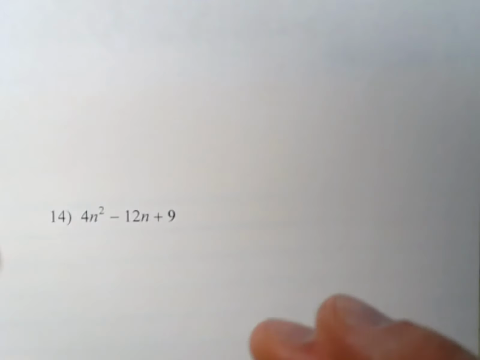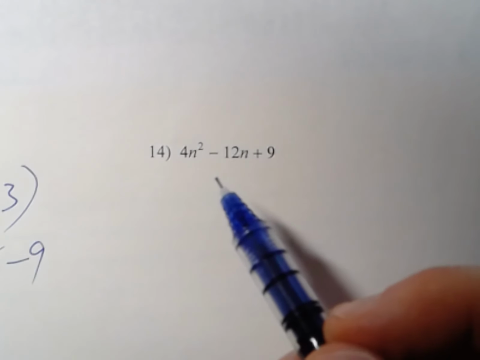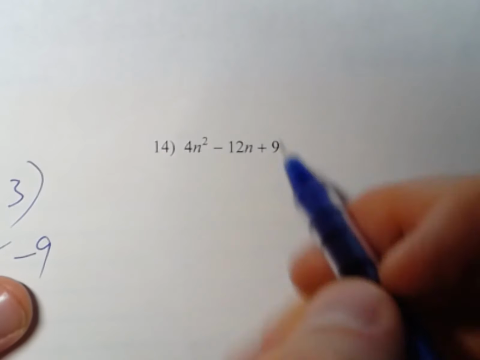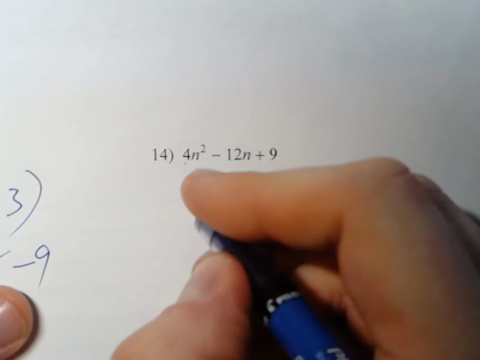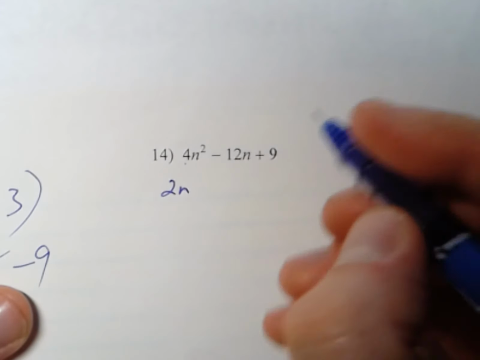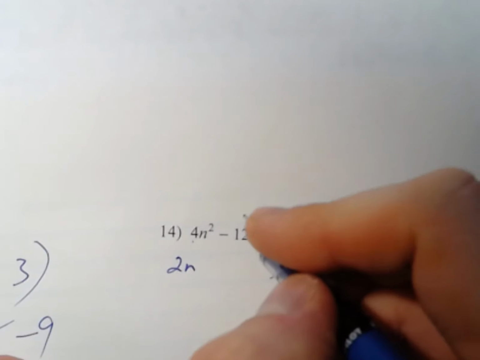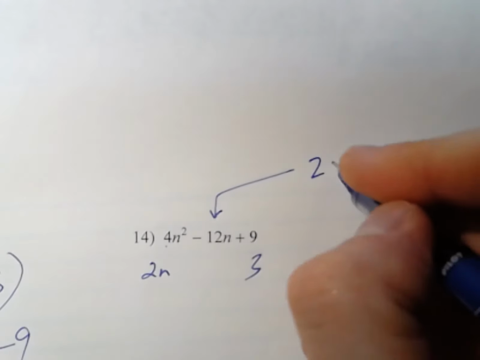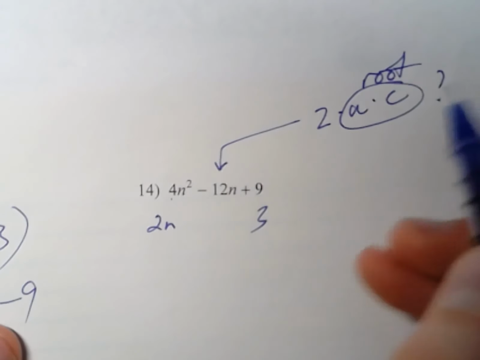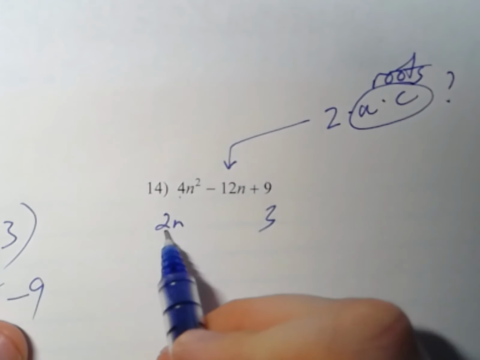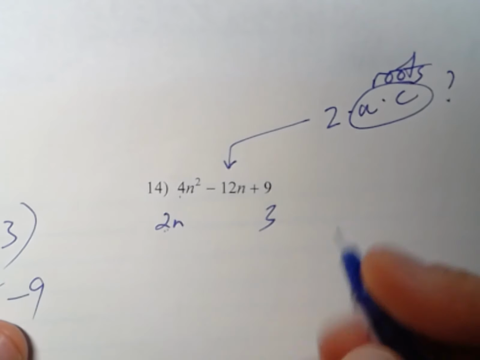The other thing I want to show you is how to do a perfect square trinomial. A perfect square trinomial has perfect squares in the first and the last terms. So notice that the square root of 4n squared is 2n, the square root of this is 3, and then you want to check the middle term: is it 2 times the roots of those? So if I take 2n times 3, I get 6n, and if I double that, I get 12n. So I know I have a perfect square trinomial now.